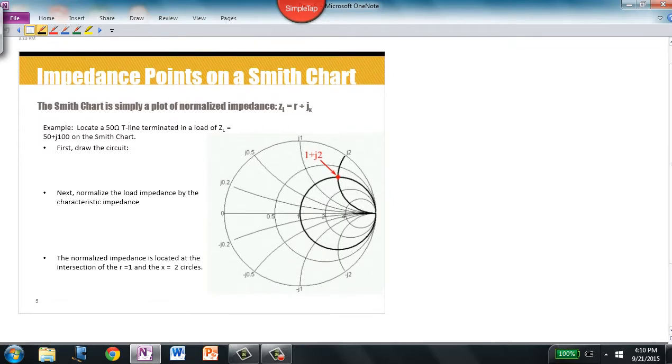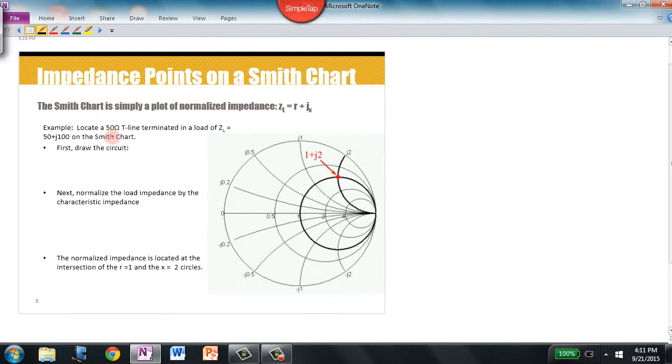The first operation that we're going to perform using a Smith chart is that we're just going to plot a point. So we're just going to use the Smith chart and plot an impedance on it. To do that, you just find the intersection of the circle and the arc for the impedance after it's normalized. It's kind of easiest to do this via an example.